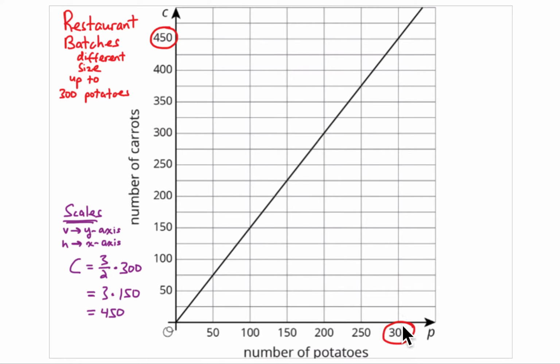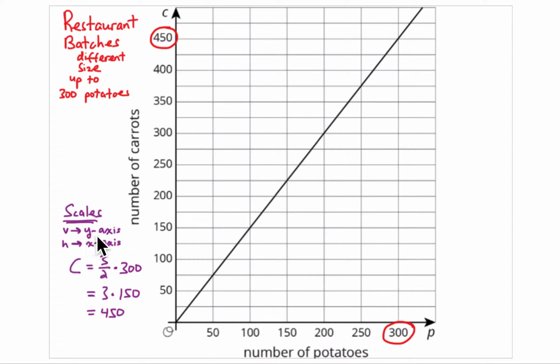So the vertical direction is 450 to the horizontal direction, which is 300. That simplifies to this 3 halves right here. So it's 150, 150, that's 300, and another 150, that's 450, that's 3 halves. So 3 halves of 300 is equal to 450.